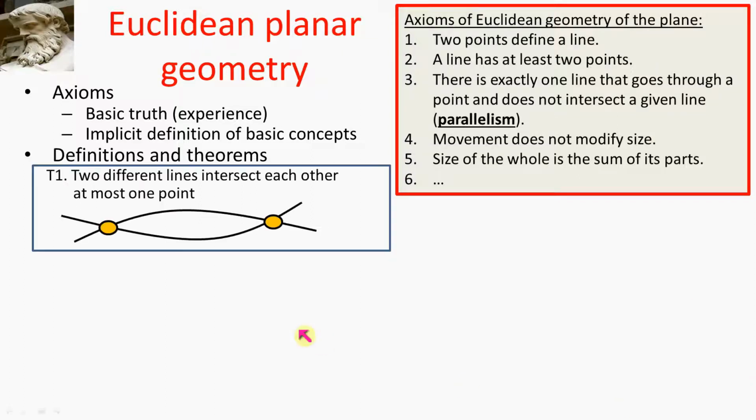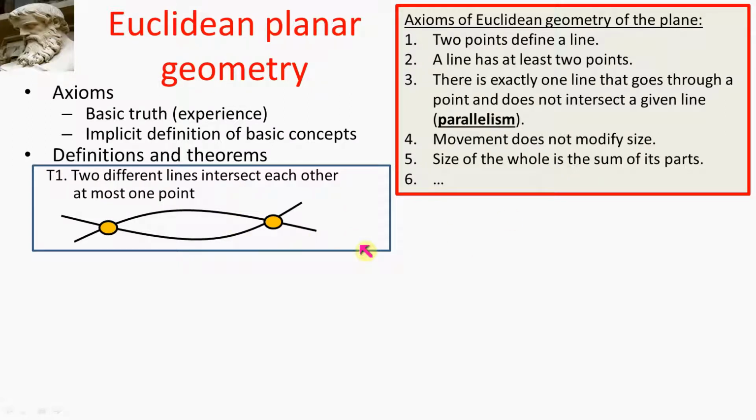For example, our first theorem is the following. Two different lines can intersect each other at most 1 point. So it is not possible that we have two lines that intersect each other at least 2 points. The proof means that we have to trace back this statement to the axioms.